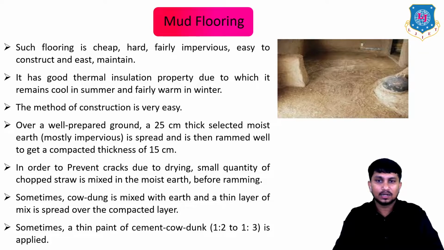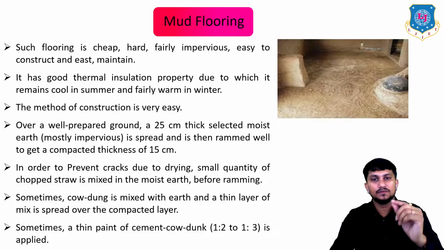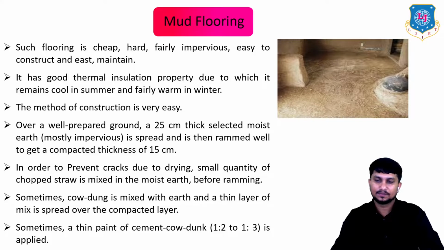Over a well prepared ground, a 25 cm thick selected moist earth, mostly impervious, is sprayed and then rammed well to get compacted thickness of about 15 cm. So 25 cm thick layer is compacted to 15 cm compacted layer. Okay. In order to prevent cracks due to drying, small quantity of chopped straw is mixed in the moist earth before ramming. You can clearly see the chopped straw is mixed with the soil.